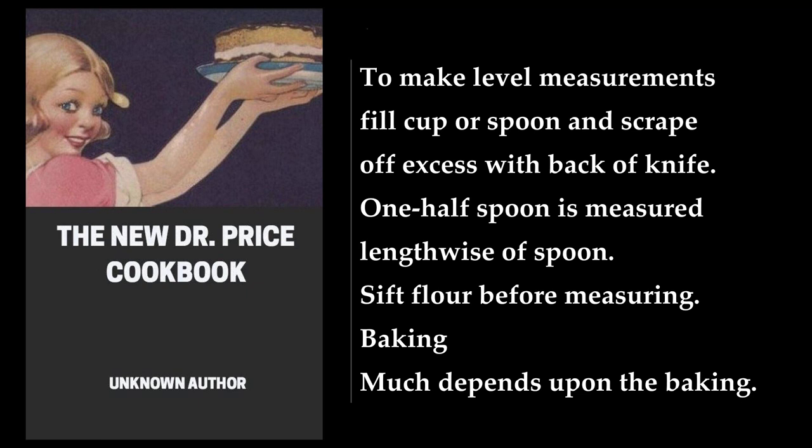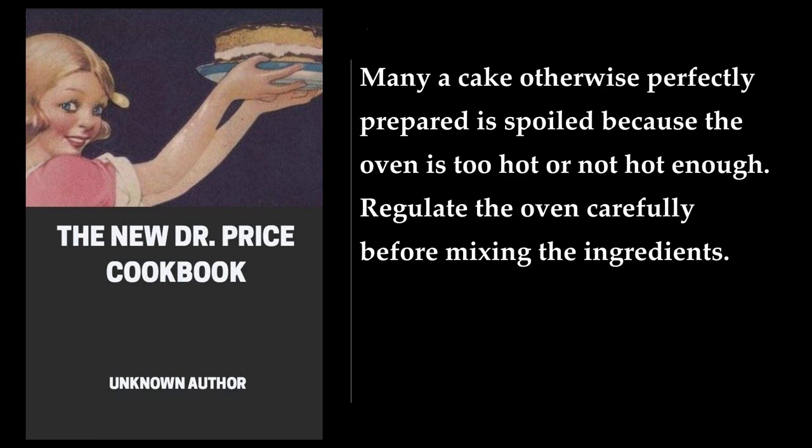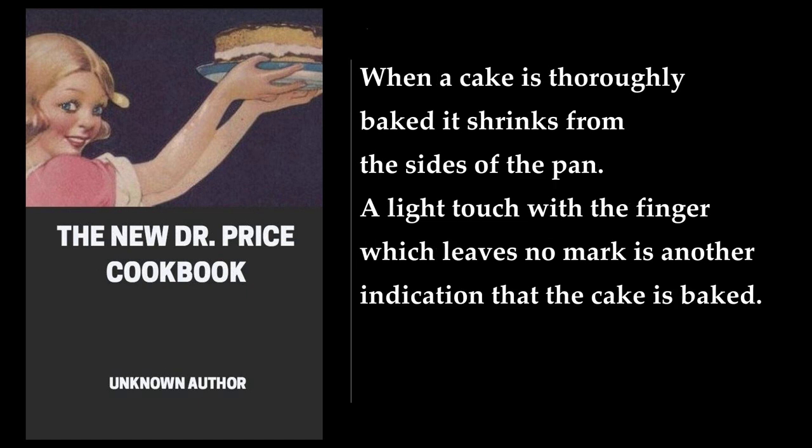Baking. Much depends upon the baking. Many a cake otherwise perfectly prepared is spoiled because the oven is too hot or not hot enough. Regulate the oven carefully before mixing the ingredients. When a cake is thoroughly baked, it shrinks from the sides of the pan. A light touch with the finger which leaves no mark is another indication that the cake is baked.